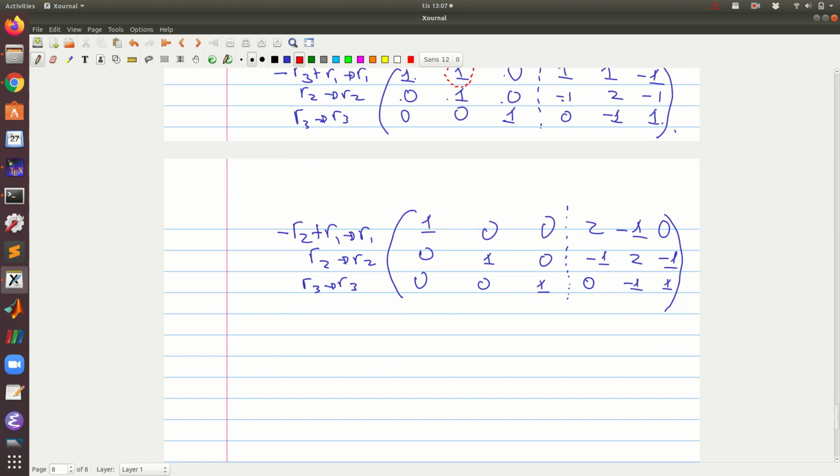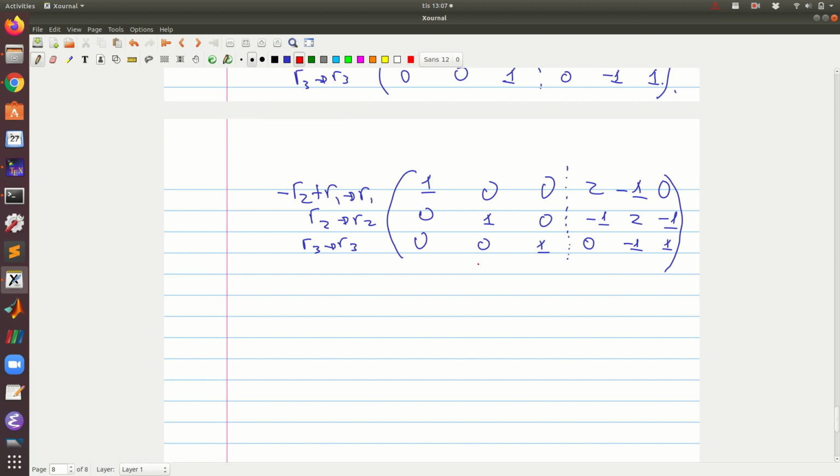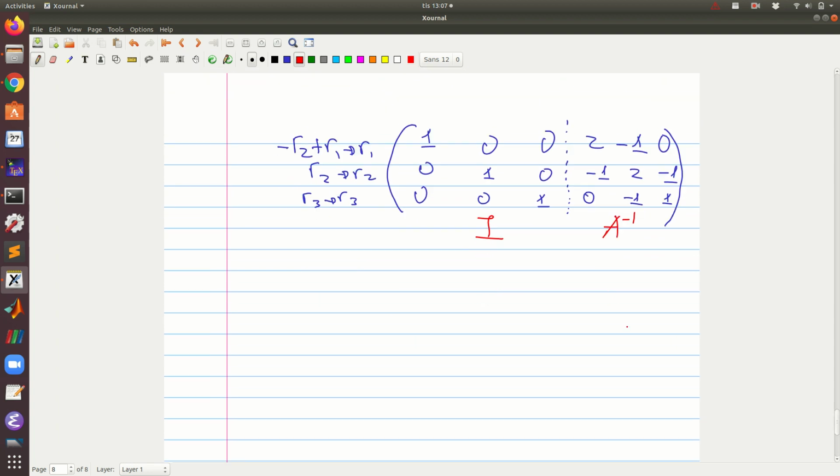So finally you see that this is now the identity, and then we have another matrix here which is going to be the inverse. Therefore A inverse is given by 2, -1, 0, -1, 2, -1, 0, -1, 1.